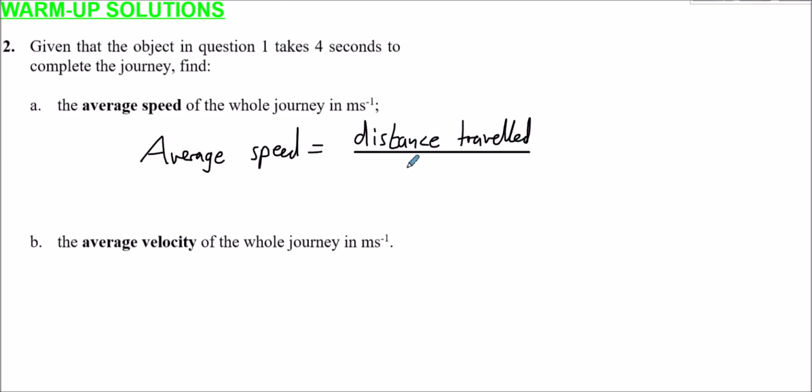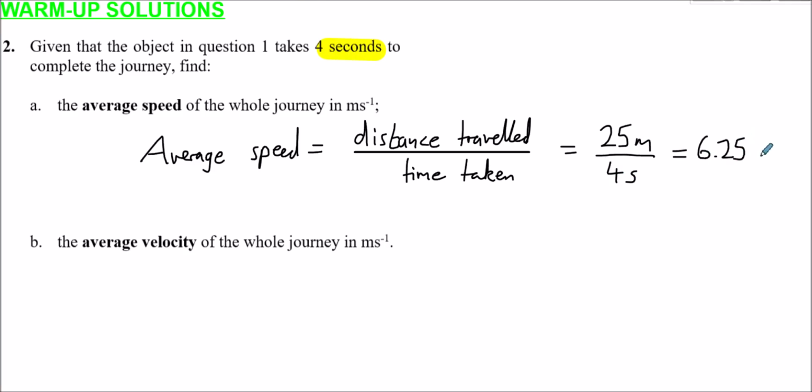Okay, so what we can do here is just plug in what we had from before. The distance it travelled was 25 metres. The time taken, we're told, is 4 seconds. And so if we did 25 divided by 4, we'd get 6.25, and the SI units, the standard international units, are metres per second, ms to the -1. So that's the average speed.